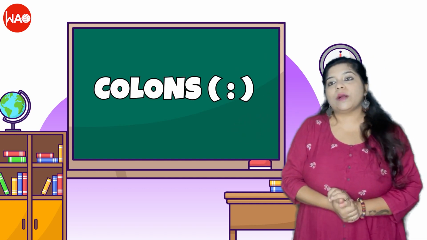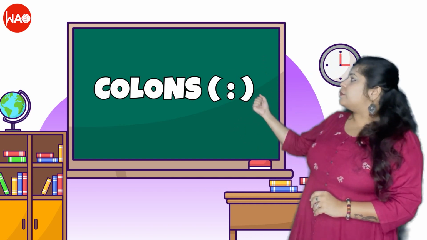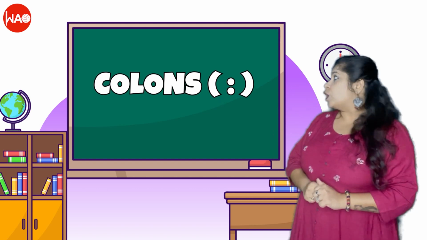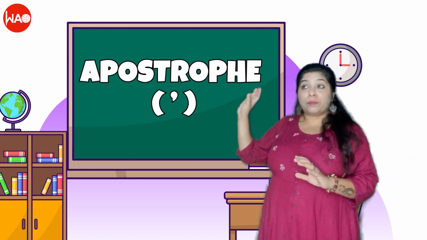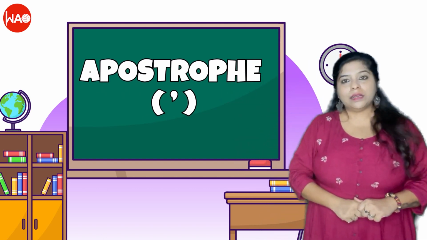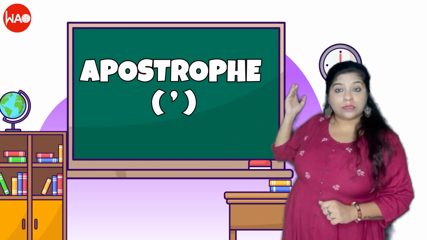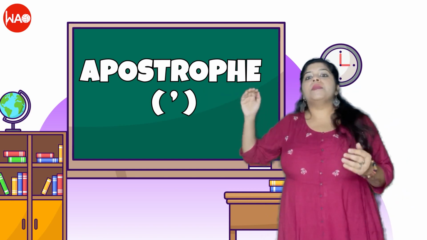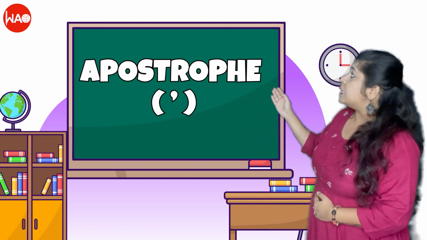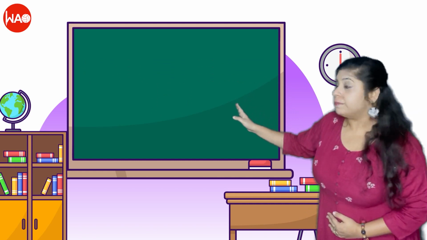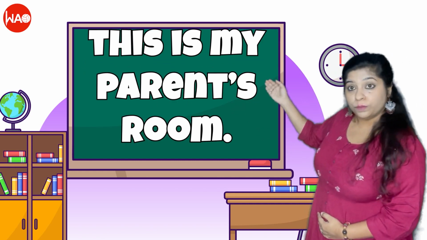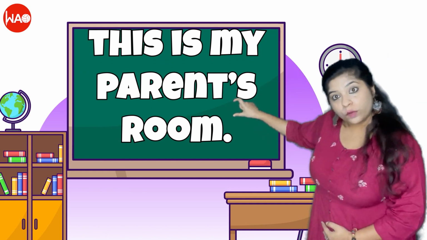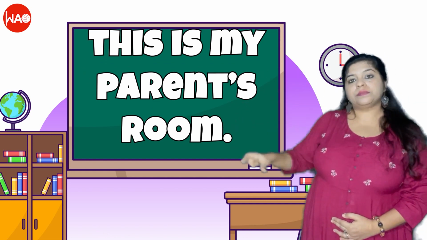Next we are going to talk about is a colon. Colons are basically used to connect 2 sentences together. Next we are going to talk about an apostrophe. Now this apostrophe is a very weird punctuation mark because it has multiple uses. It can also be used to denote a plural of something sometimes, and it can also tell that if something belongs to somebody. For example, this is my parents' room. So parents' room, that means ये मेरे parents का room है. This room belongs to my parents.